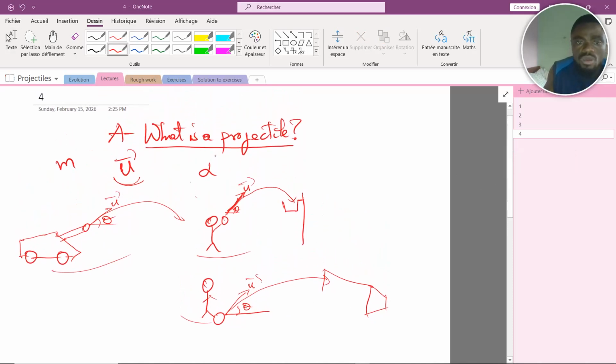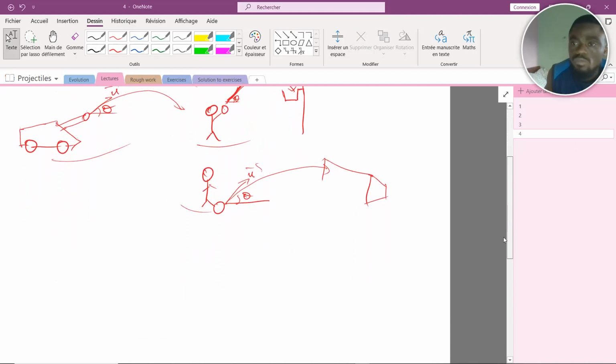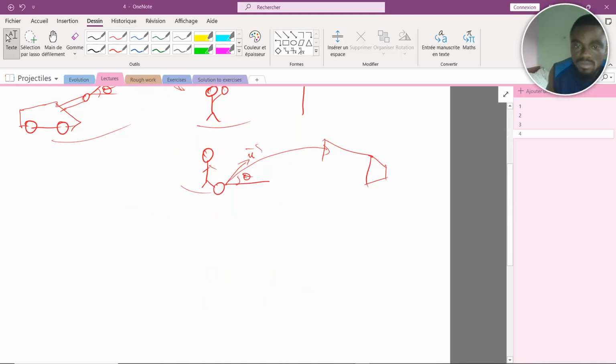Now, if you notice something, when I was defining a projectile, I said that it is any body of mass m launched in a vacuum. This means that whenever we are studying projectiles, there are some assumptions that we have to make. I'll give you three assumptions that we generally make when we study projectile motion.